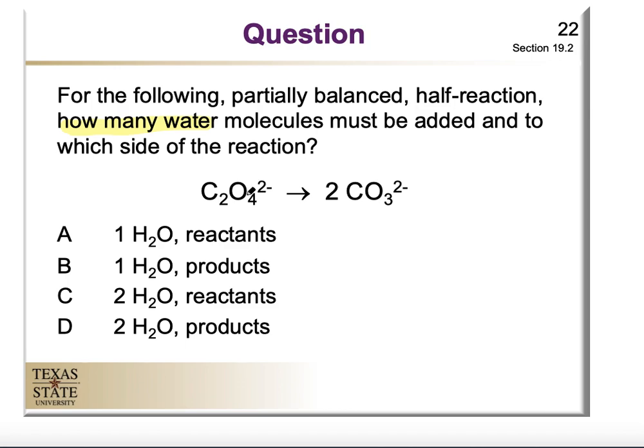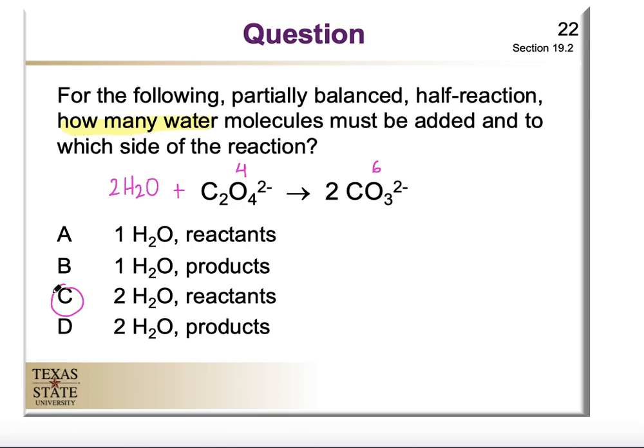So on the left-hand side, I have a total of 4 oxygens. This 2 minus is the charge. It has nothing to do with the number of oxygens. So I just have 4 right here. On the right-hand side, I have 3 times 2, so I have a total of 6 oxygens. That means that I need to add 2 oxygens to the left, which means that I have to add 2 waters to my reactant side. And so the answer was C. I hope you guys got it.